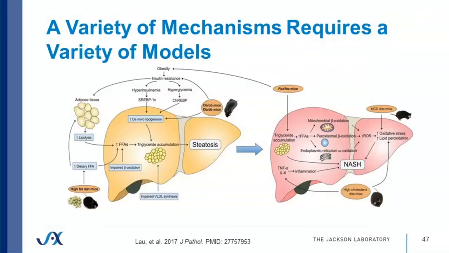Overall, the biggest take-home point I have for today's presentation is that there are many different mouse models capable of recapitulating different aspects of the human NASH phenotype, and you may have to use multiple models to answer your research question.